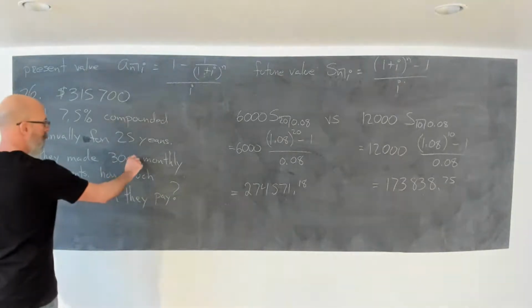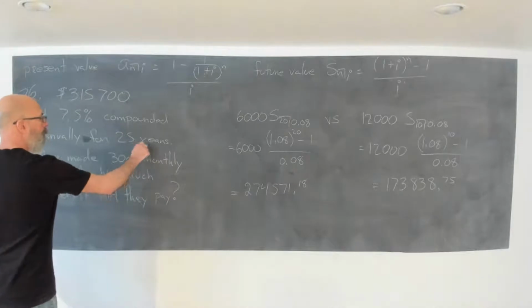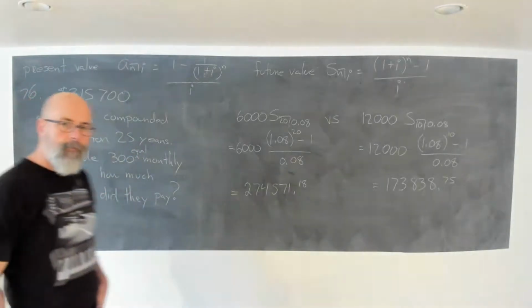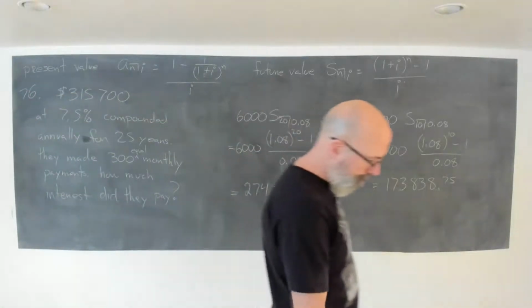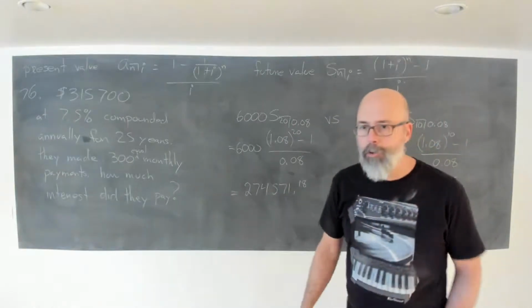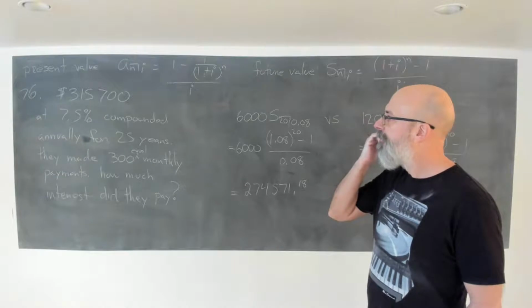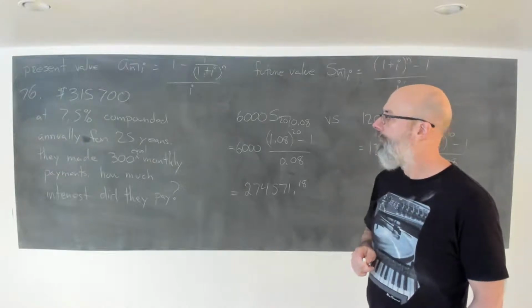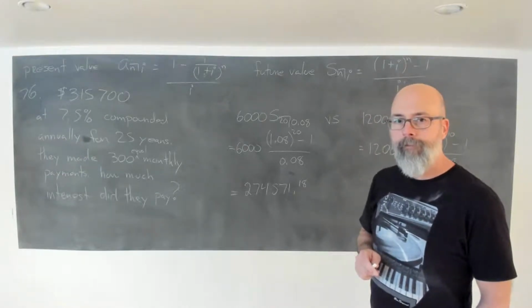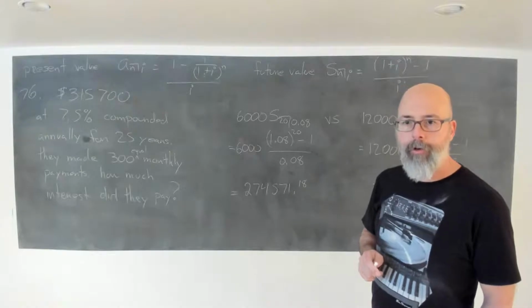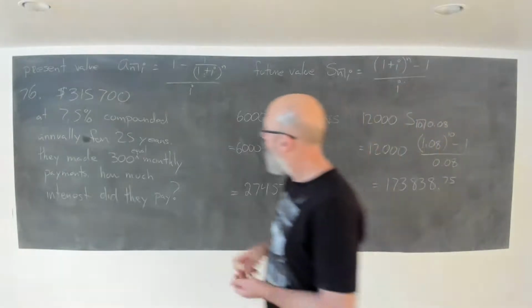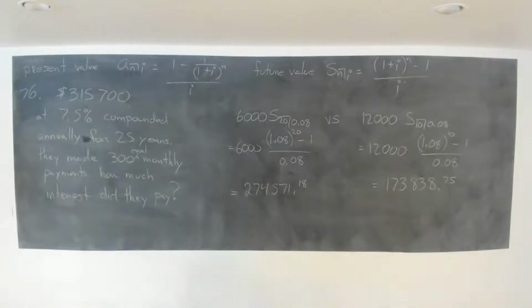I guess it's 300 equal monthly payments. How much interest did they pay? Questions? How are we doing here? What's the first thing to notice?